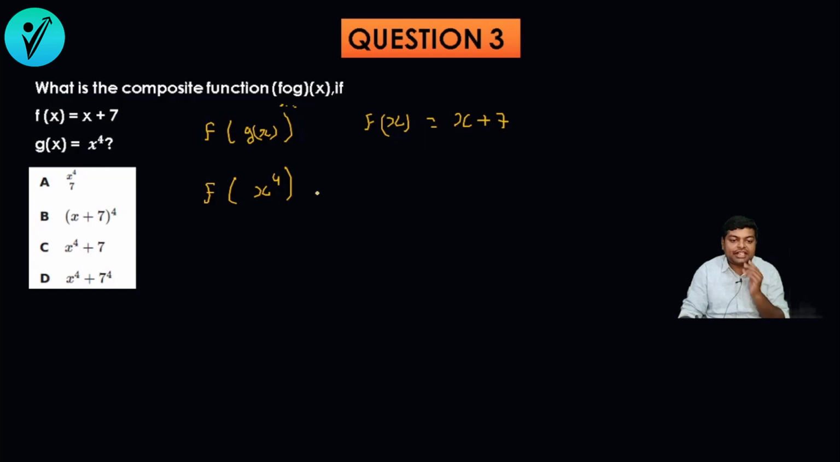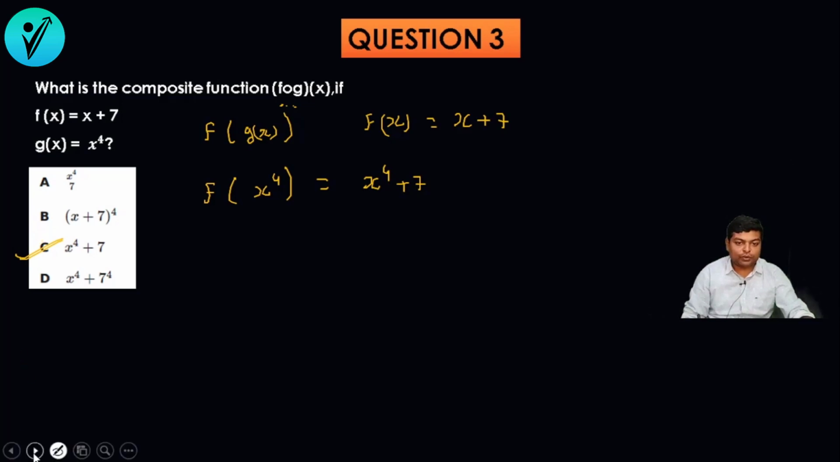So if we have to get the value of f of x to the power of 4, simply what I have to do, wherever x is present, simply replace that x by x to the power of 4. So your answer to the question will become x to the power of 4 plus 7. So option C will be the correct answer to the question. It's a very simple question, right? So I believe it must be clear.